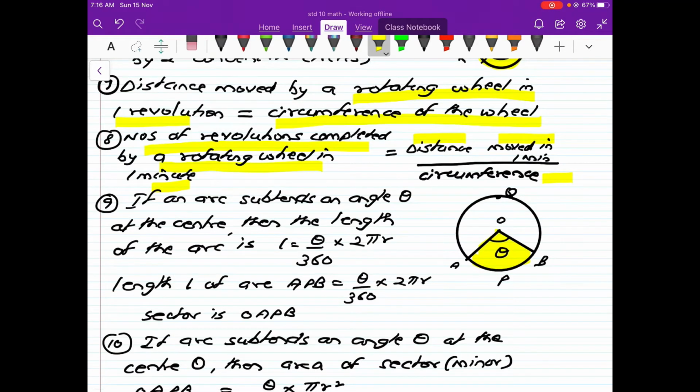Then we come to the sector. So what is the sector? Sector is the area bounded by two radii and the circumference of the circle. So it is an arc. Now APB is an arc which makes an angle theta at the center. So the length of that arc is given by theta upon 360 into 2 pi r.